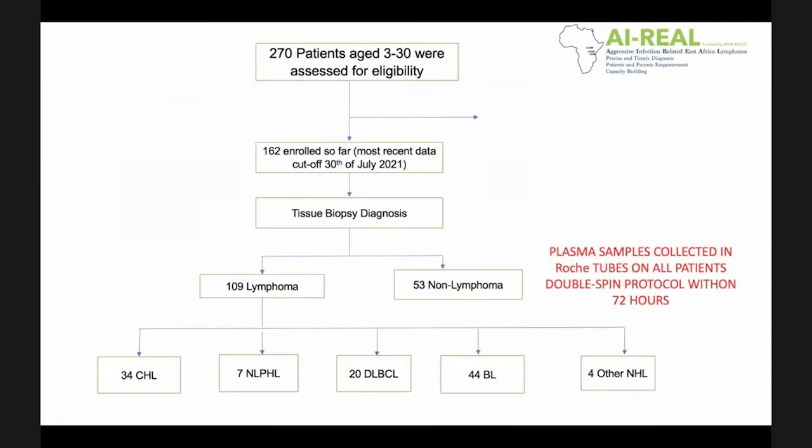We have recruited 270 patients, so that were assessed for eligibility, and we have enrolled 162 so far. And you can see how they split into lymphomas and non-lymphomas, because for the technical validation, we're very keen also, of course, to have non-lymphomas included to be able as controls. Plasma samples are collected in specific tubes. In this case, we're using the plastic Roche tubes on all patients and followed by a double spin protocol within 72 hours.